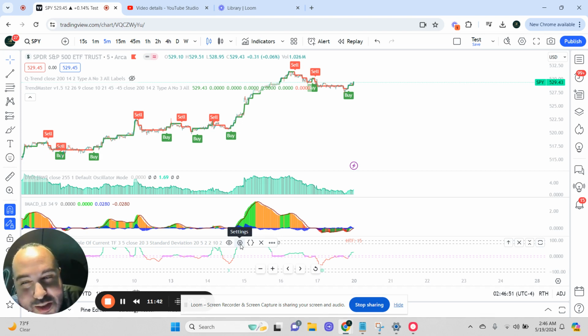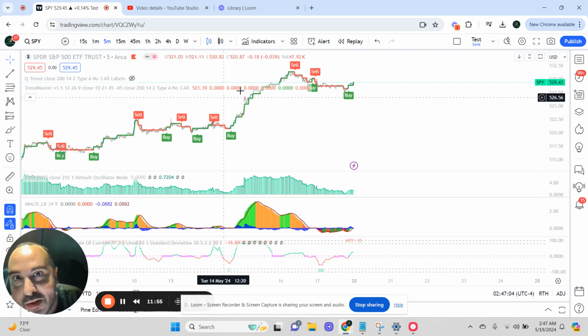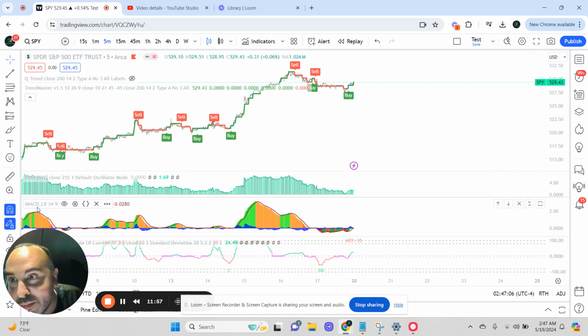But as far as a real simple one that you guys can just throw on and be like, oh, okay, we're in a sideways market, the Impulse MACD is probably the one you want to look at. So again, that's the Impulse MACD by Lazy Bear. Okay, so that's on the 5-minute chart.